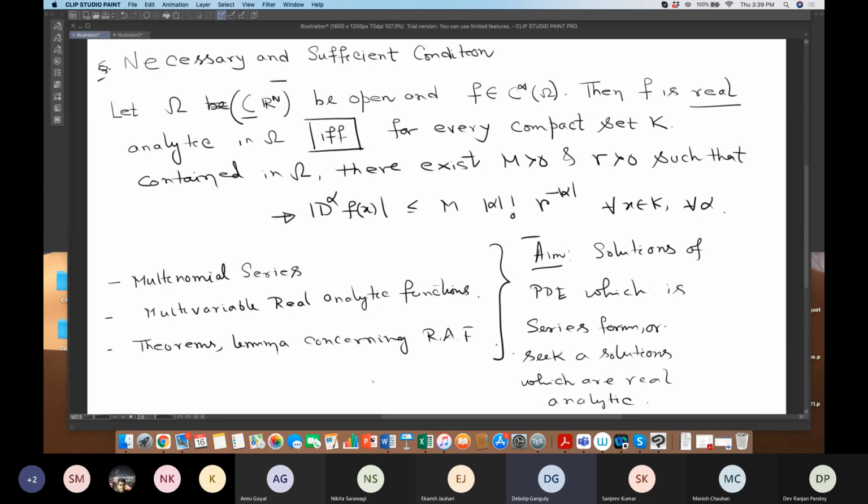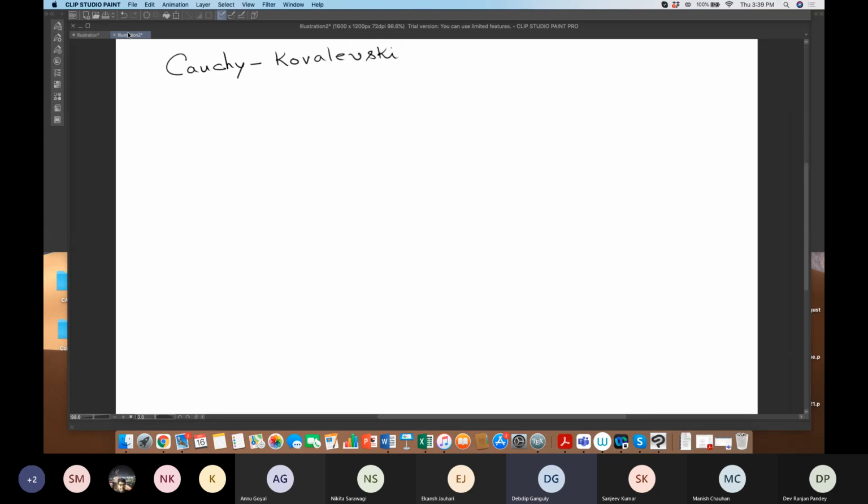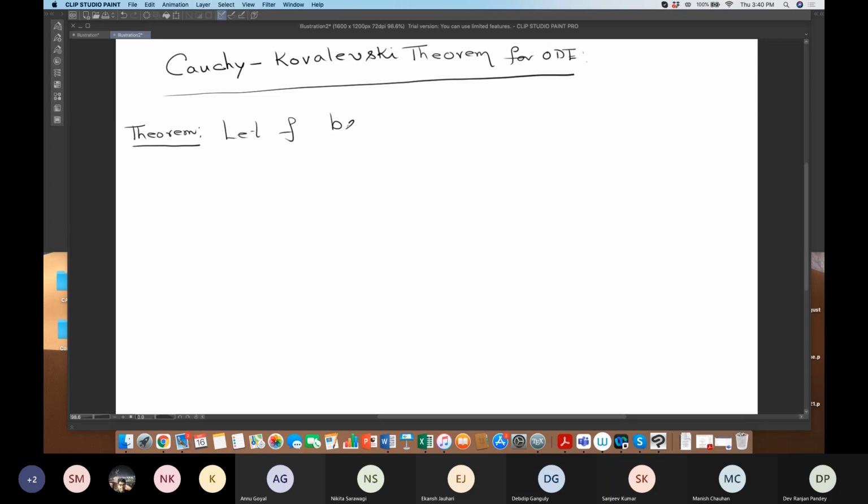So today we will be doing the famous Cauchy-Kowalevski theorem. It's a very famous theorem. First, we will do the Cauchy-Kowalevski theorem for ODE, which is easy in the case of ordinary differential equations. First we will do ODE, then we will do PDE. The theorem, very classical and very old, says: let f be a real valued function. Now there is no multi-index coming into play. Let f be a function analytic at the origin.